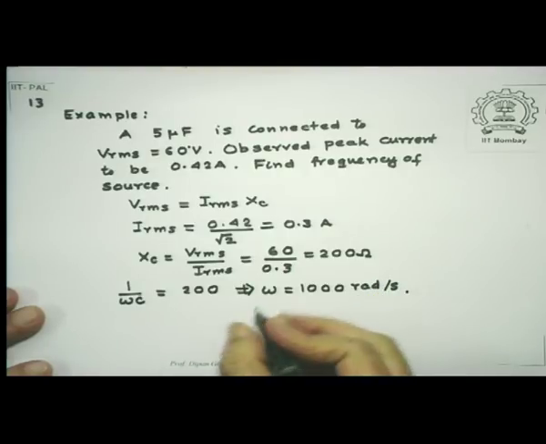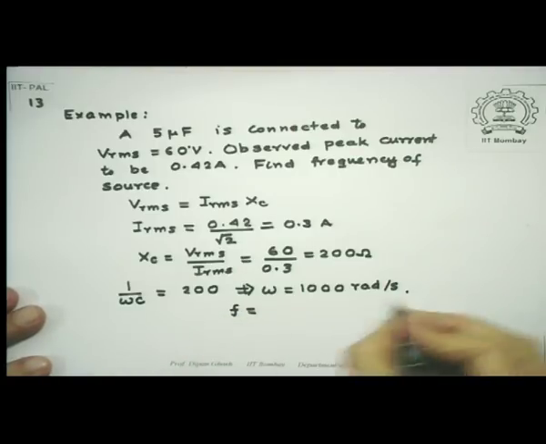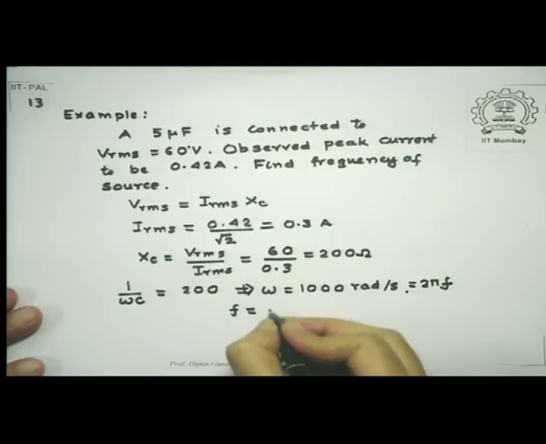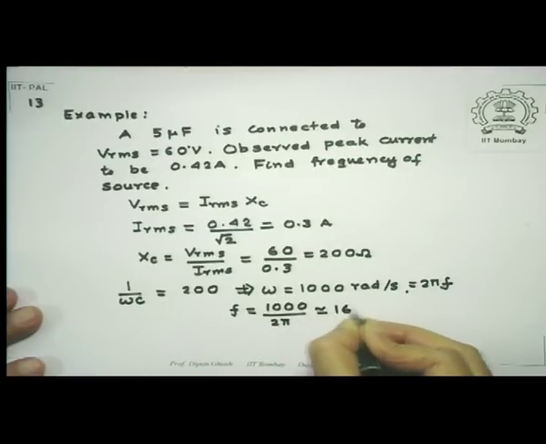which corresponds to a frequency f, because omega is 2 pi f. So f is 1000 divided by 2 pi, which is equal to 160 hertz.